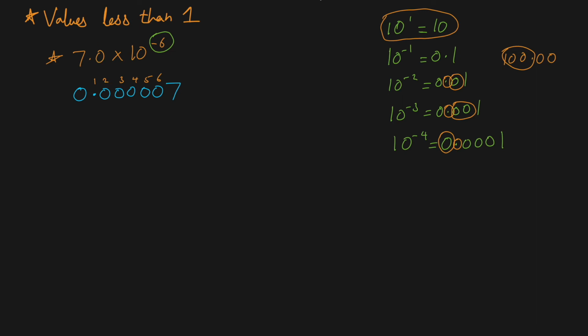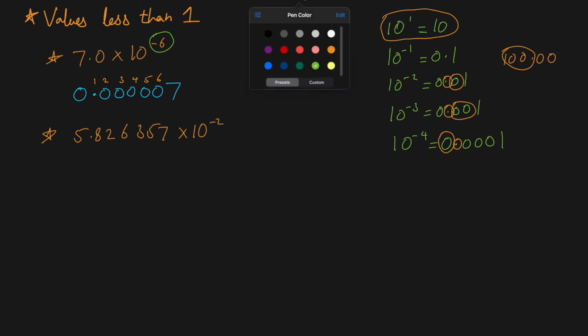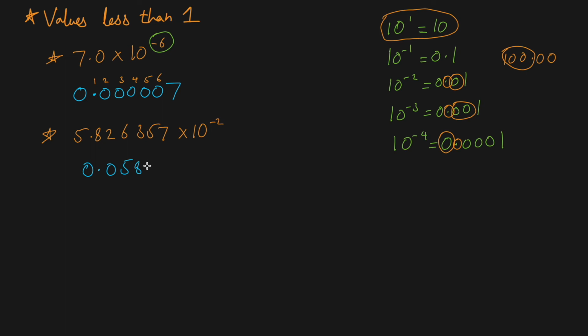Now we will have another example for you. So let's have another example. 5.826357 multiplied by 10's power minus 2. Well, that's easy. We will have to introduce only one zero, also counting the decimal point. So first introduce the zeros. We will have 0, then decimal point, 1, 2, and then we have the values 8, 5, 8, 2, 6, 3, 5, 7.